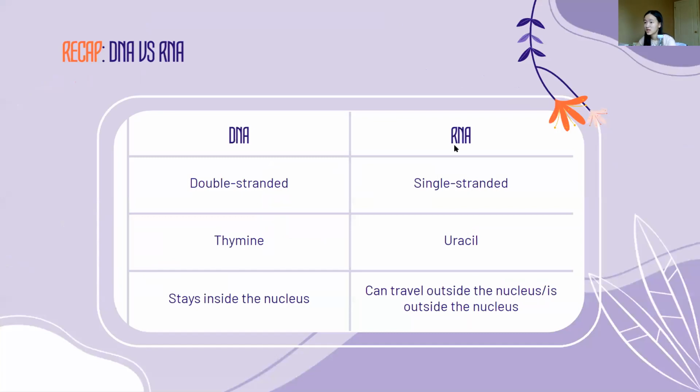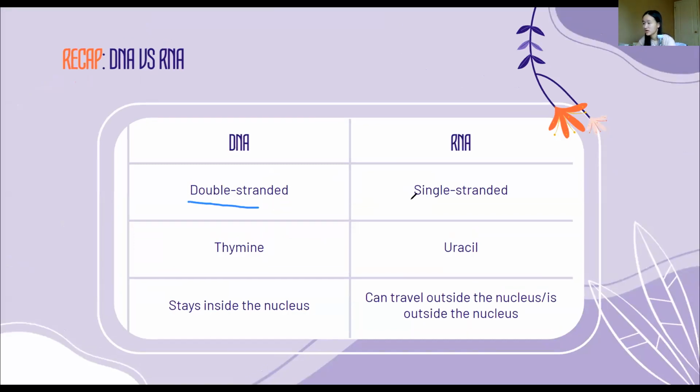Okay, so just as a quick recap, DNA versus RNA. DNA is double-stranded, RNA is single-stranded, DNA has thymine, RNA has uracil. DNA always stays inside the nucleus, while RNA can travel outside the nucleus or literally exist outside the nucleus.